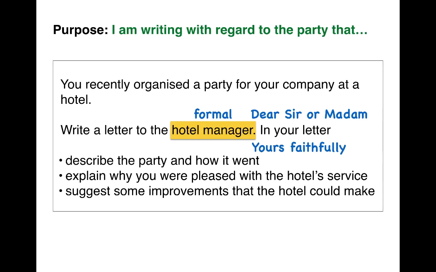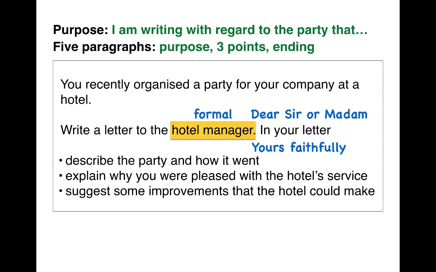We also talked about having 5 paragraphs: the purpose sentence, 3 points that you can see on the task, and an ending sentence, as well as the greeting at the beginning, "Dear Sir or Madam," and the "Yours faithfully" at the end. Now, we also talked about these 3 points.